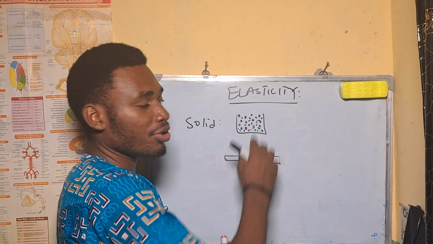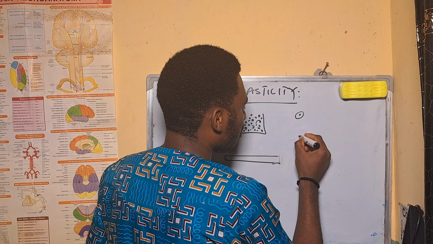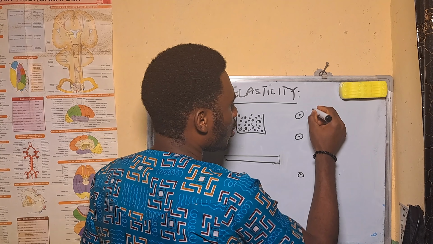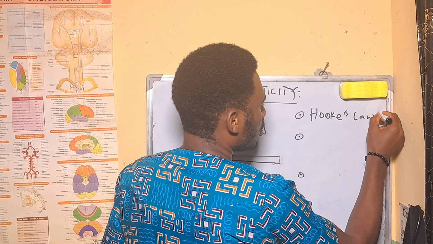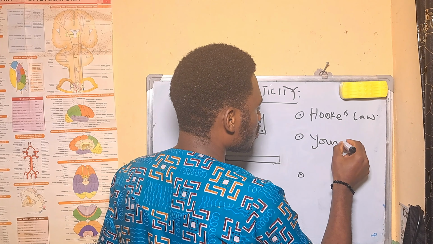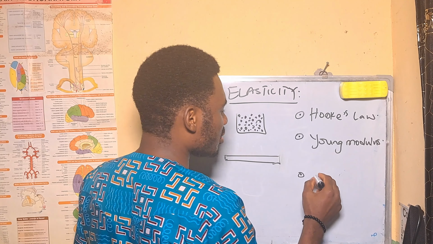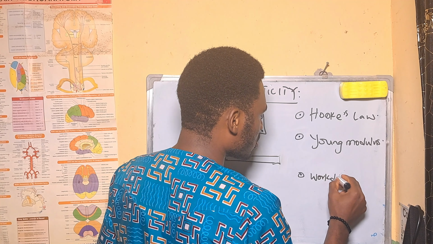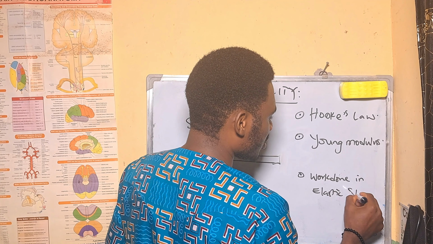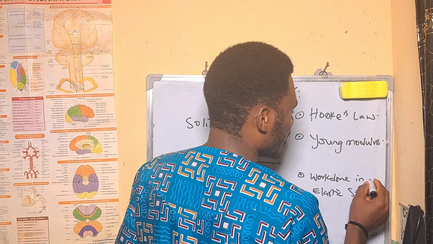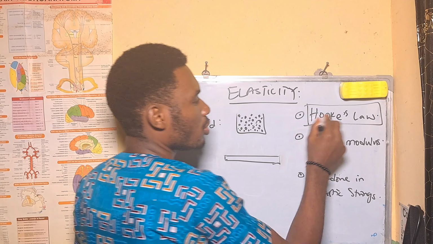For the scope of this topic, we'll be discussing it based on three major subtopics. We'll be discussing Hooke's law, we'll be discussing the Young modulus, and lastly we'll be discussing work done in elastic strings. So we'll begin with Hooke's law.